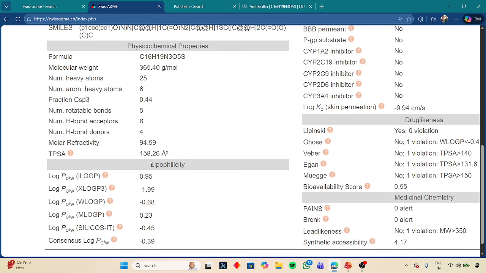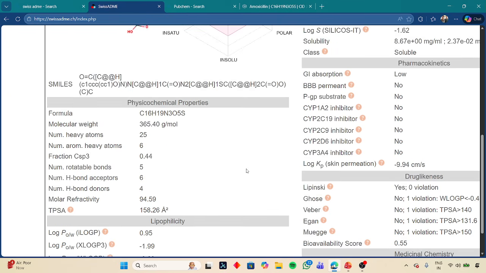Now next, talking about the lipophilicity value. The lipophilicity is denoted by the log P. Here the log P is 0.95. That means it is very less lipophilic. The more the lipophilicity value, the more is the chance of the drug to cross the blood-brain barrier. The lipophilicity value ranges from 0 to 5, and 5 is the highest lipophilicity value. Here in this case, the drug has a lipophilicity value of 0.95, which is very less.